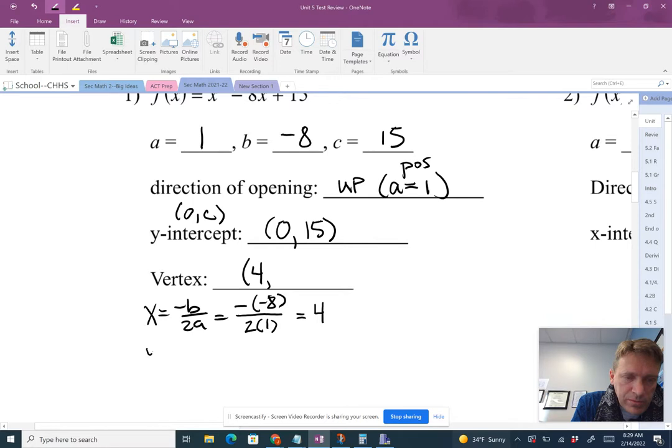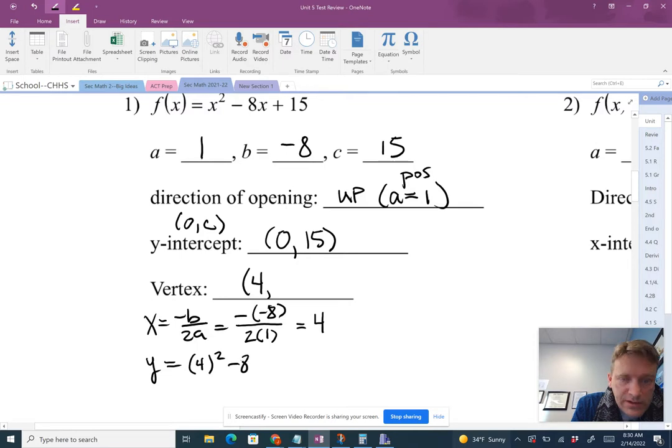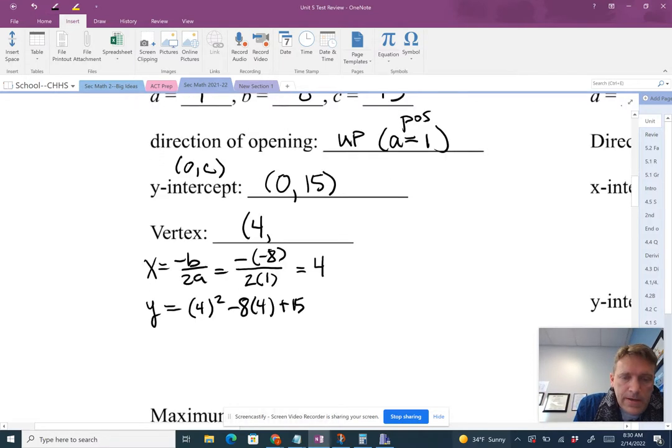And to get the y-coordinate, we plug it back into the equation at 4. So instead of x, we put 4 squared minus 8 times 4 plus 15. And 4 squared is 16, minus 32, plus 15. If you plug all of that into your calculator, you find that y ends up being negative 1. And so the vertex is at (4, negative 1).